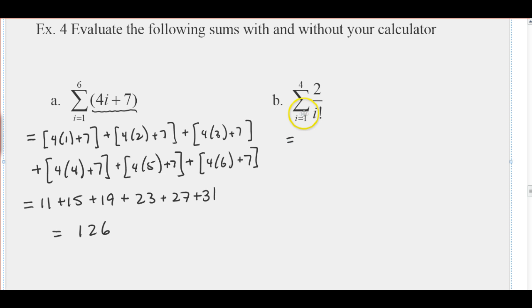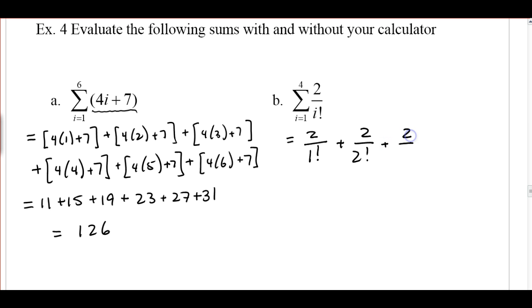We're going to plug in values of i going from 1 to 4. So we're going to have 2 over 1 factorial plus 2 over 2 factorial plus 2 over 3 factorial. And then our last value of i, 2 over 4 factorial. And if we calculate this all together, you should get 41/12. Okay, so those are just a couple of quick examples.